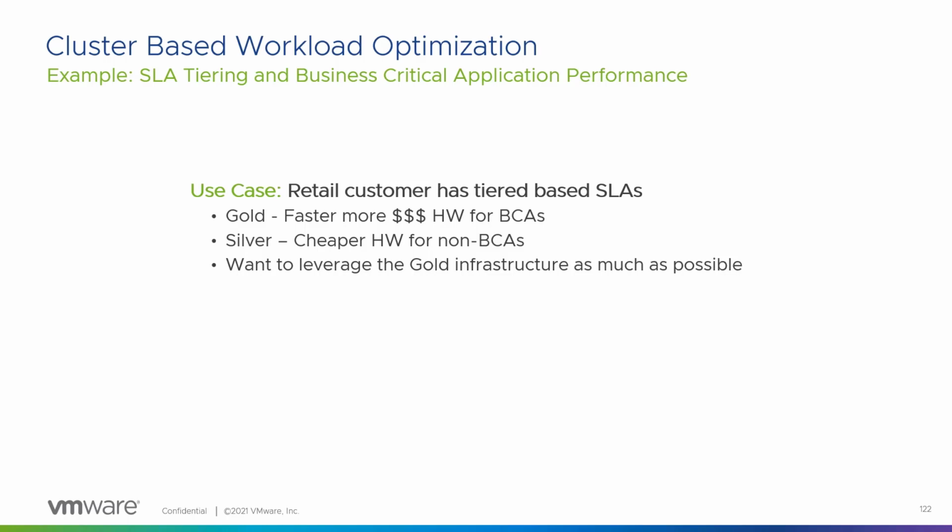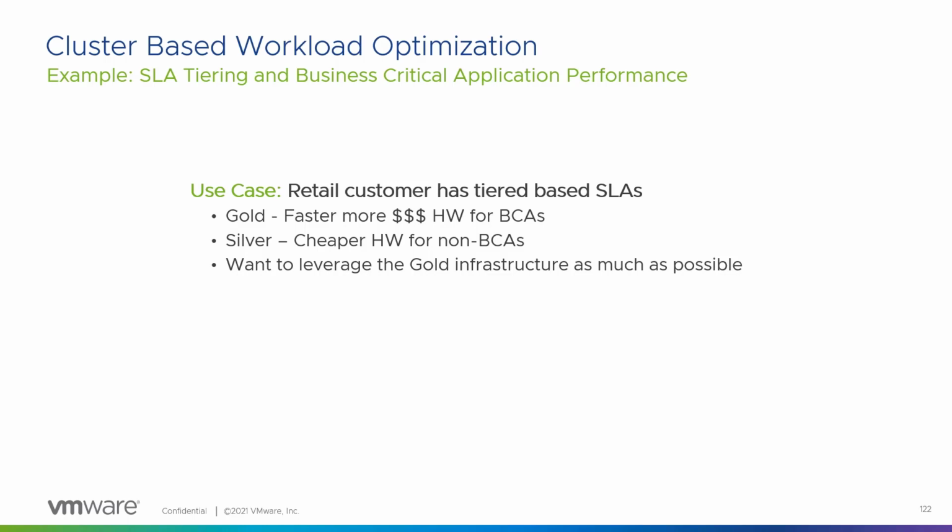They just brought some brand new gold level hardware, as fast as it can be, fast storage, the whole thing. And they want to make sure all of their business critical apps are running in these new gold hosts, these new gold clusters. But they also have some silver non-business critical apps, some silver hosts that are still available that they want to leverage, but they don't want to have any of their business critical apps running on it. They want to just have the non-business critical apps there.